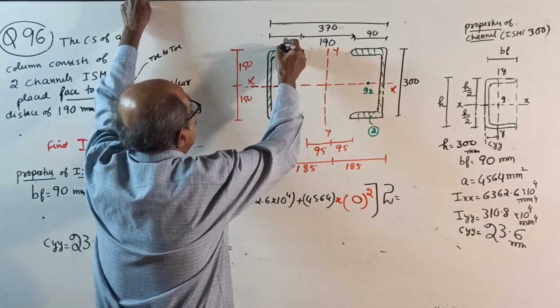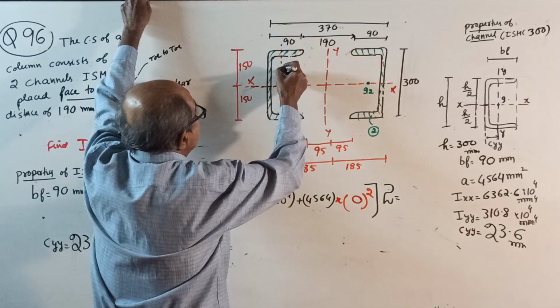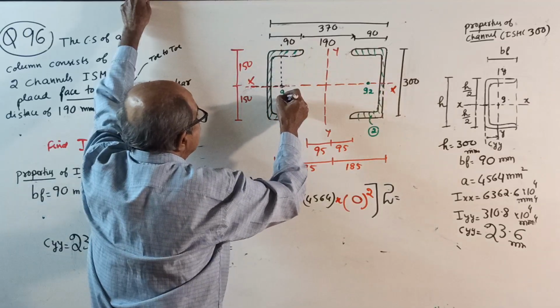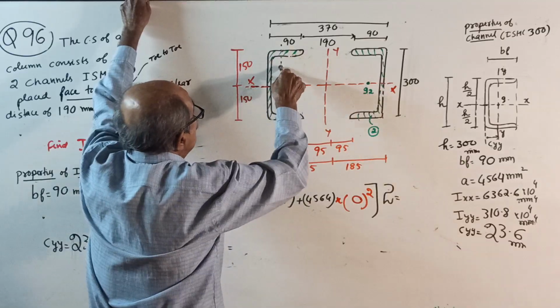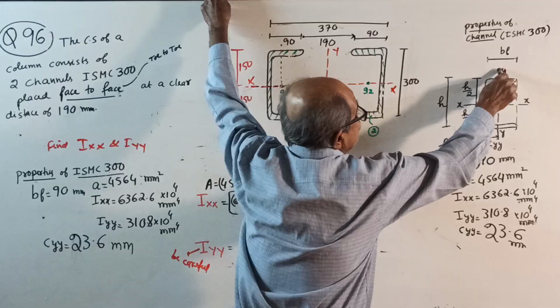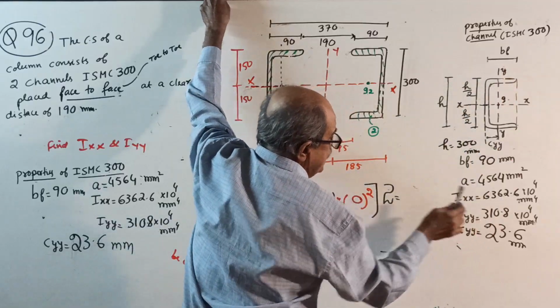IYY, very important. First I about its own centroidal axis, this axis. This IYY is nothing but this IYY. How much? 310.8.